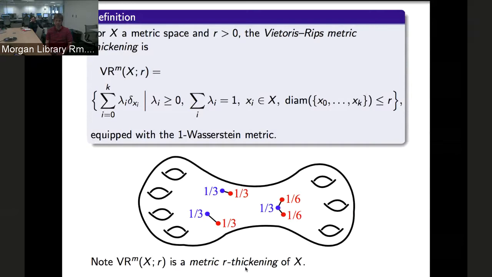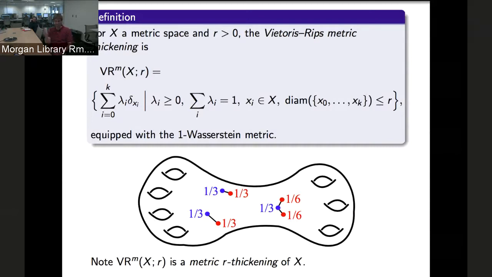What's most important here is that in the metric Vietoris-Rips thickening, the metric on the subset X is the same as the metric on X itself. So in the Rips thickening, if we wanted to find the distance between just 2 points in our manifold, we'd have 2 Dirac delta measures centered at one point on the manifold versus the other. And the cheapest transport plan, well, there's only one transport plan. You have to move all the mass from one Dirac measure to the other. And so the cost of that transport plan is just going to be the distance between those 2 points. So we haven't changed the metric on X sitting inside of the Vietoris-Rips thickening at all.